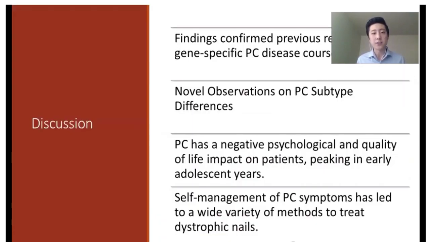To summarize our discussion, our findings confirmed previous reports of gene-specific PC disease courses. We also made novel observations on PC subtype differences, and we found that PC has a negative psychological and quality of life impact on patients peaking in early and adolescent years. We also found that self-management of PC symptoms has led to a wide variety of methods to treat dystrophic nails.